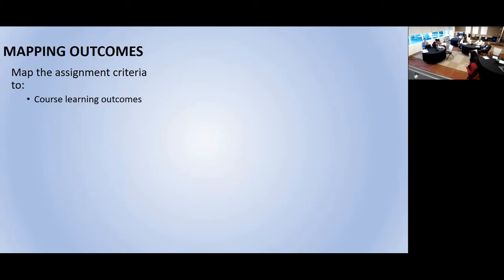Each individual criteria for an assignment should be mapped to the course learning outcome. And each course learning outcome should be mapped to the learning outcome of the program that the course is a part of. So the course learning outcome in Ashford, we say the CLO. I don't know if it's something everybody's learned. The program learning outcome is the PLO, and we also map to the ILO, the institutional learning outcome, which is what we do at Ashford.